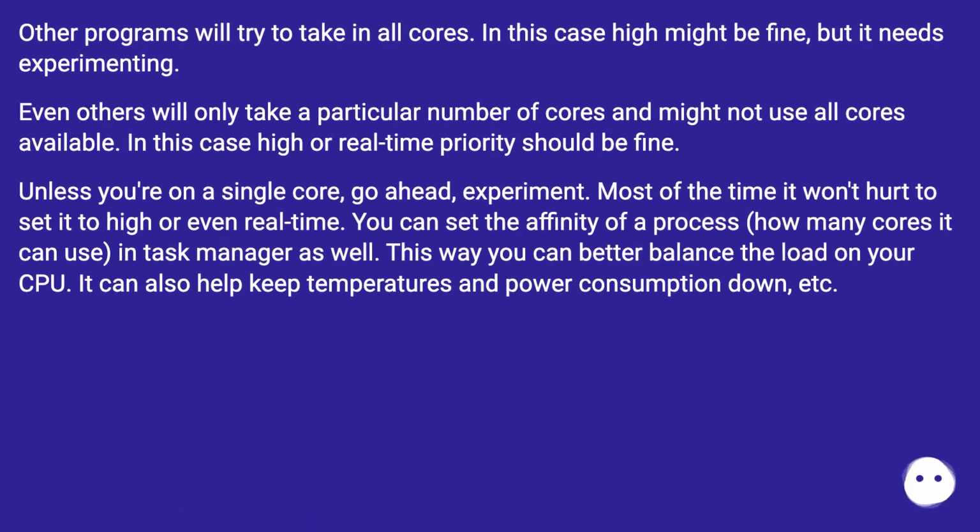Other programs will try to take in all cores. In this case, high might be fine, but it needs experimenting. Even others will only take a particular number of cores and might not use all cores available. In this case, high or real-time priority should be fine. Unless you're on a single core, go ahead with the experiment. Most of the time it won't hurt to set it to high or even real-time. You can set the affinity of a process, how many cores it can use, in Task Manager as well. This way you can better balance the load on your CPU. It can also help keep temperatures and power consumption down, etc.